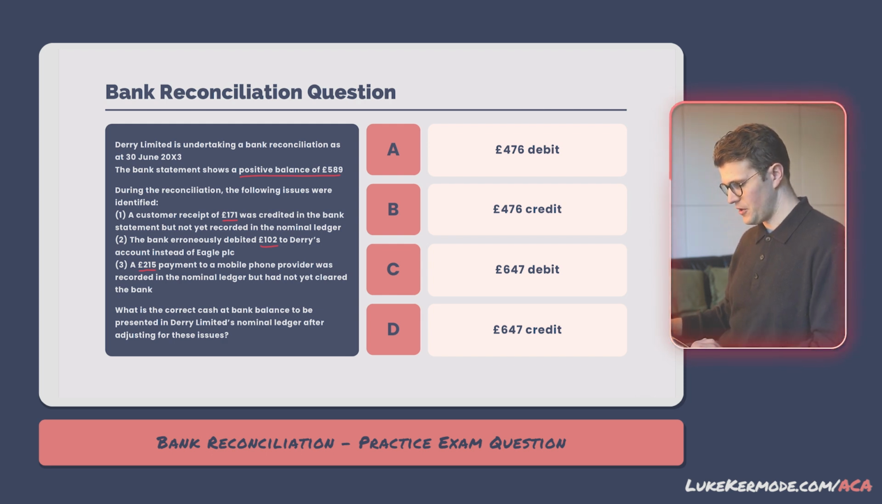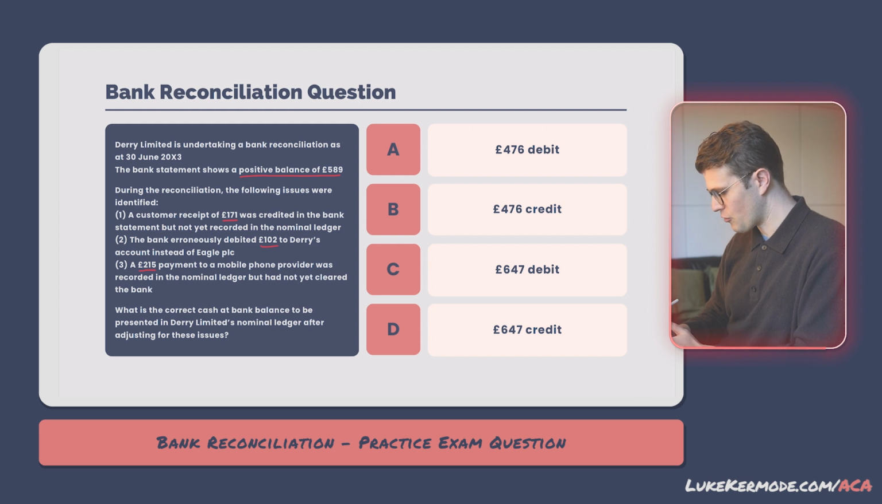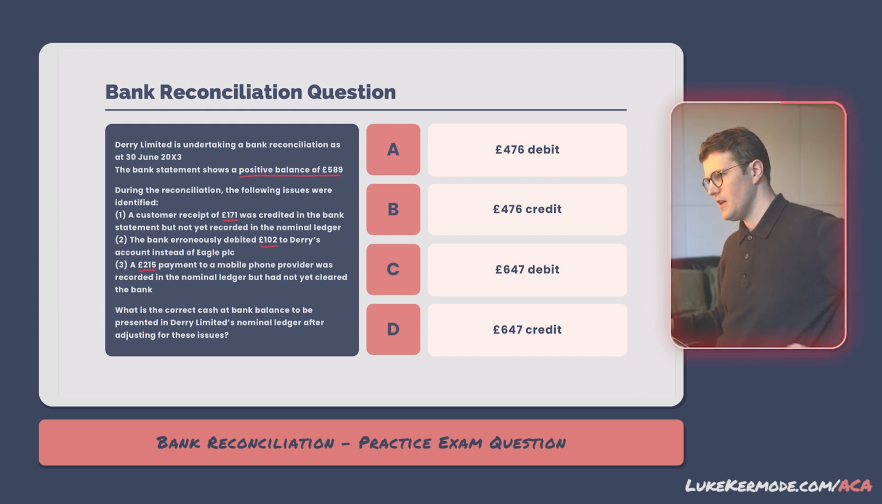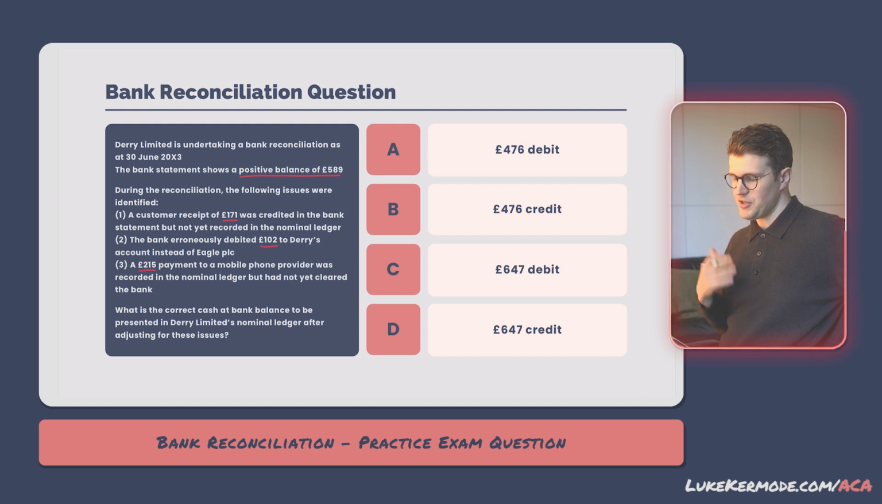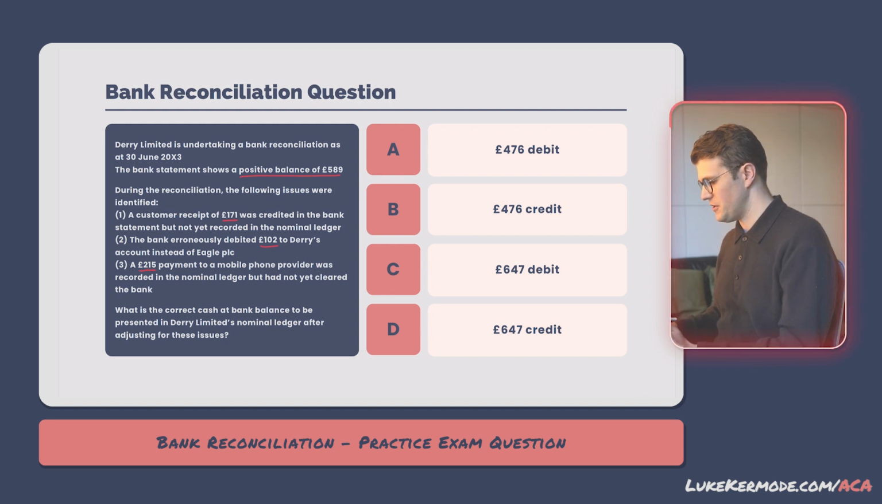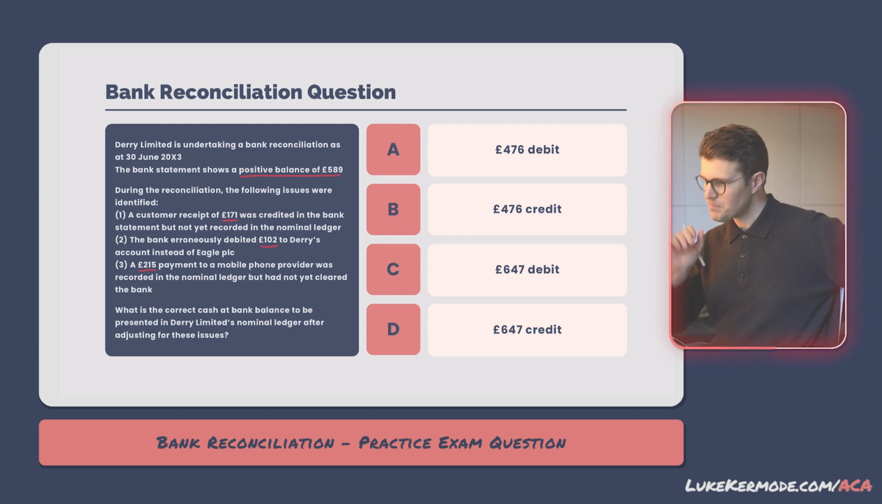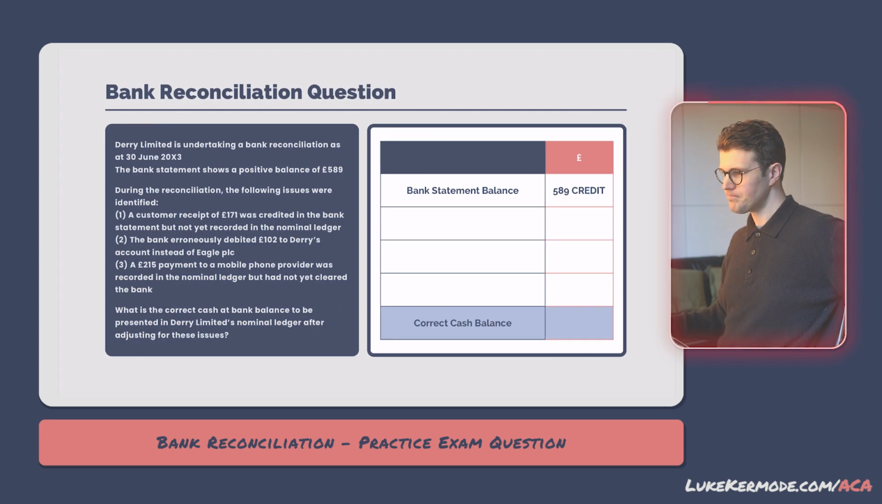And what we've been asked to do is to calculate the correct cash at bank account balance that needs to be presented in Derry Limited's nominal ledger after adjusting for each of these three issues. So if you want to pause here and have a go at the question yourself, please feel free to do so. Otherwise, let's walk through the problem step by step.